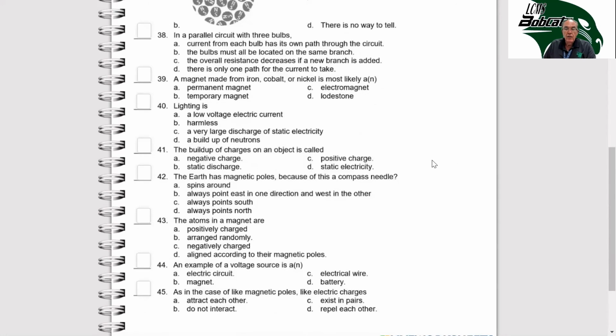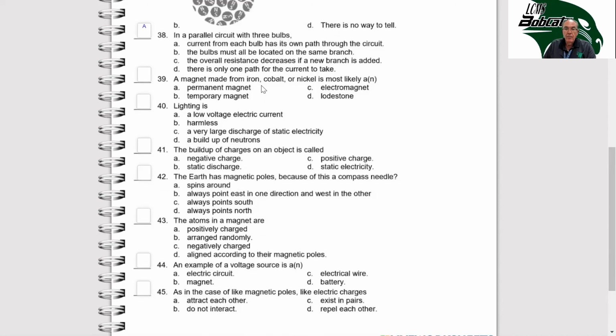In a parallel circuit with three bulbs, A, the current from each bulb has its own path to follow through the circuit. The bulbs must all be located on the same branch. That's not true. Overall resistance decreases if a new branch is added. That's not true. There's only one path. That's not true. The current from each bulb has its own path through the circuit. That is true because that's why we can turn one off and not all of them.